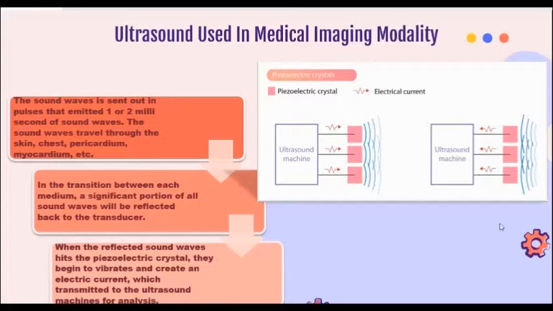Next, ultrasound is commonly used as a medical imaging modality as it became practical with the development of small piezoelectric crystal transducers. The sound waves are sent out in pulses that emit 1 or 2 milliseconds of sound waves. The sound waves travel through the skin, chest, pericardium, myocardium, and so on. In the transition between each medium, a significant portion of the sound waves will be reflected back to the transducer. When the reflected sound waves hit the piezoelectric crystal, they begin to vibrate and create an electric current which is transmitted to the ultrasound machine for analysis.